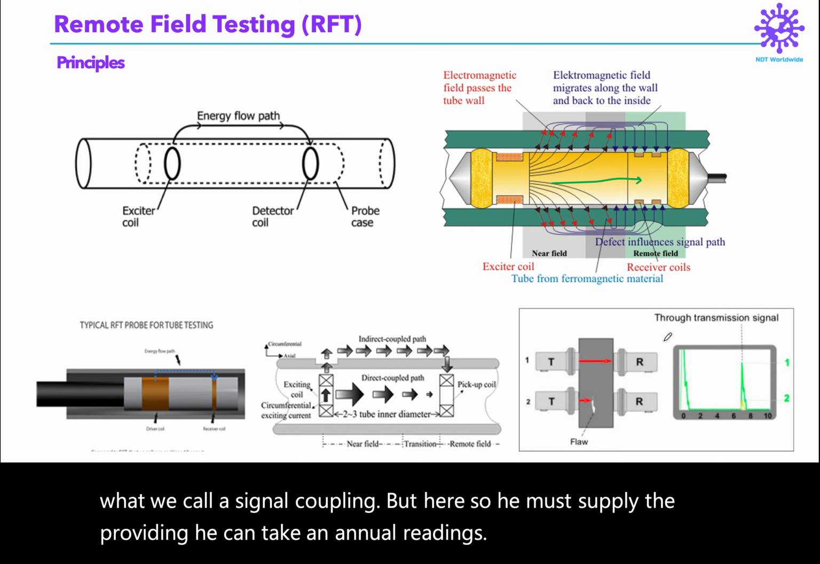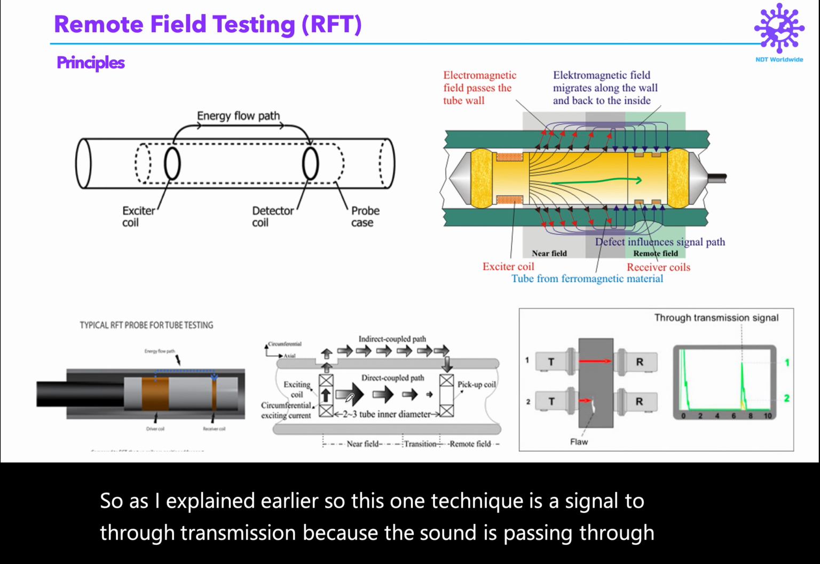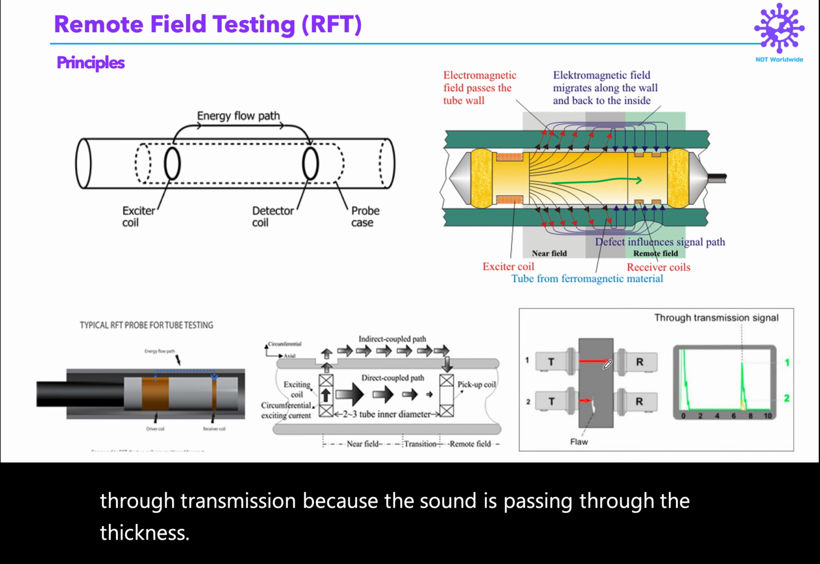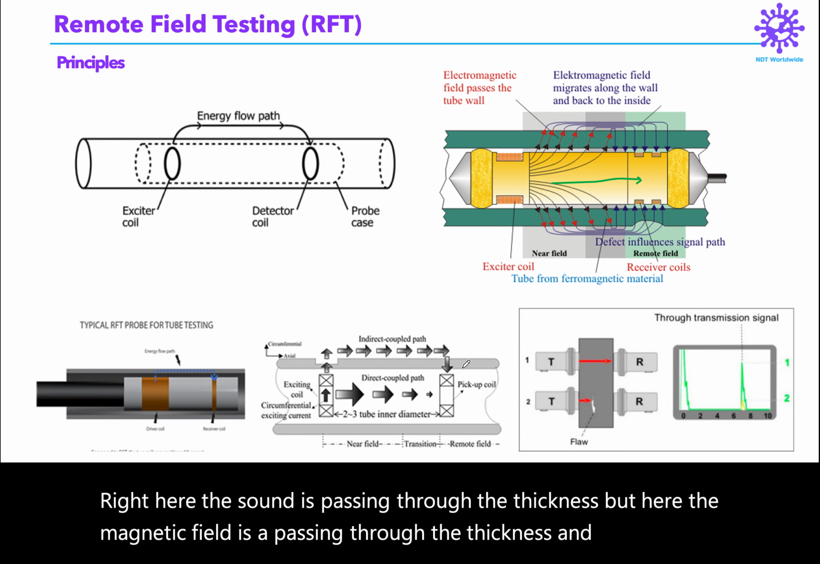Okay. So as I explained earlier, this technique is similar to through transmission because the sound is passing through the thickness. Right here the sound is passing through the thickness, but here the magnetic field is passing through the thickness, and it is passing through the thickness two times. So that's what we call a through transmission mode.